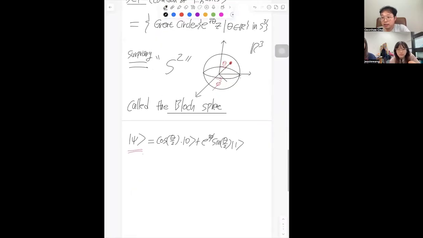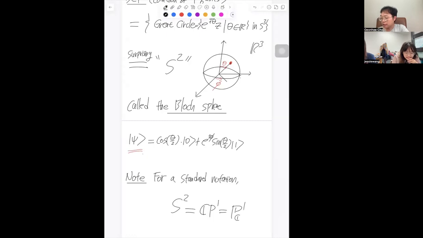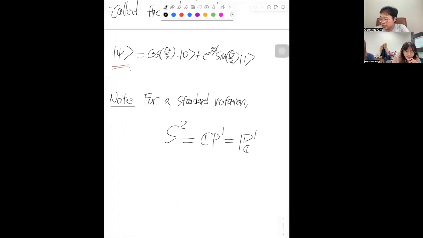So the standard notation. Even now you know what this is, right? From problem set 2, you know what this is. Do you agree? This is not the notation for quantum computing. This is usually denoted by CP1, and I usually prefer to denote this by this guy. And this is usually called the complex projective line.